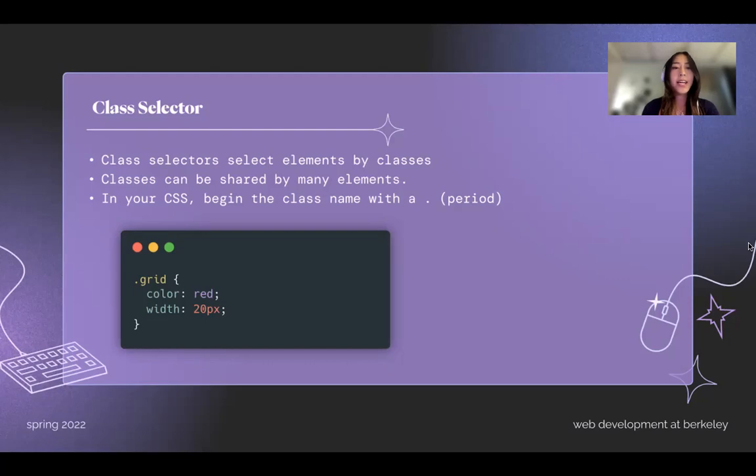In your CSS, you'll begin the class name with a period before whatever you named it. In this example, they named their class grid, and then they were able to select that with a period before grid. Here they basically said anything with the class name grid, I'm going to make it the color red, and I'm going to make it 20 pixels wide.